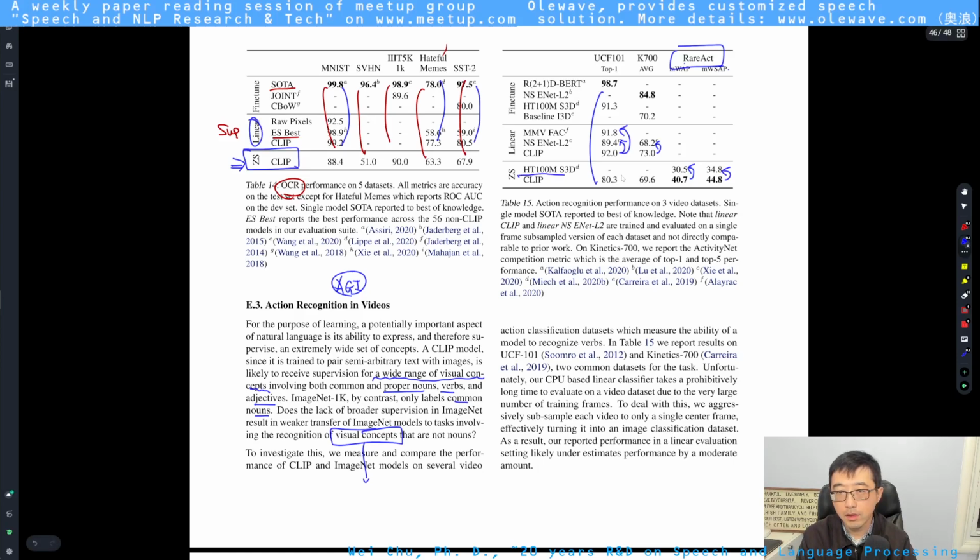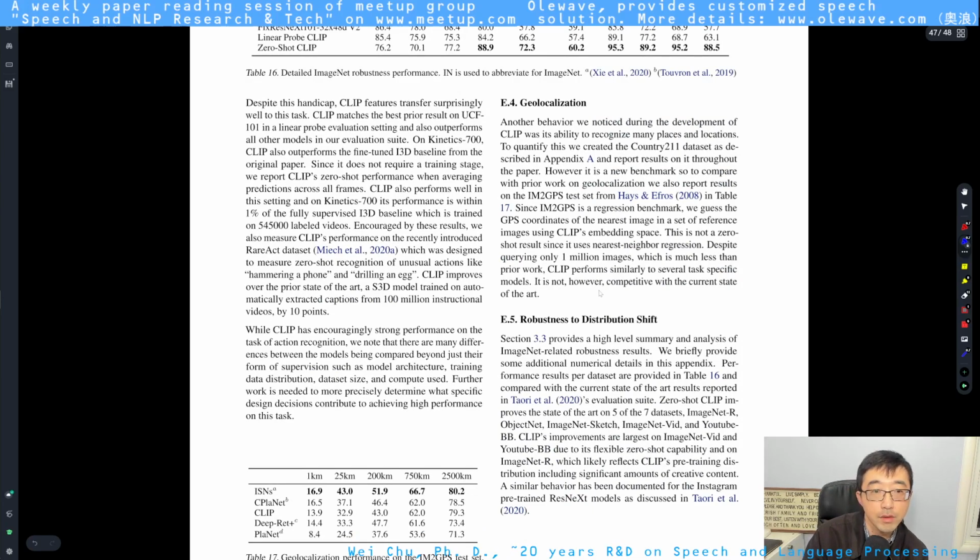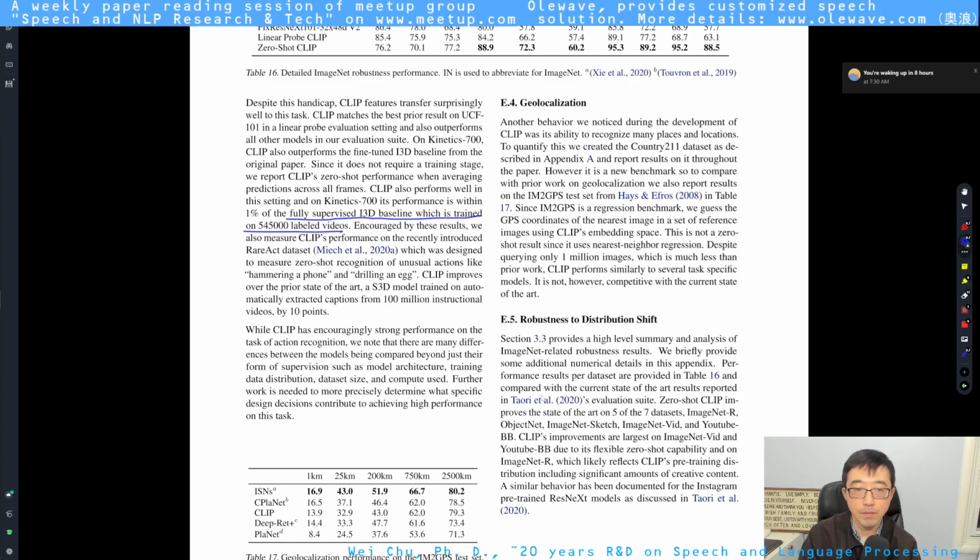And I guess this one, according to the author, they use a fully supervised baseline, which is trained on this amount of labeled videos. Makes sense? I think they're saying that because they have a strong performance on the task of action recognition.